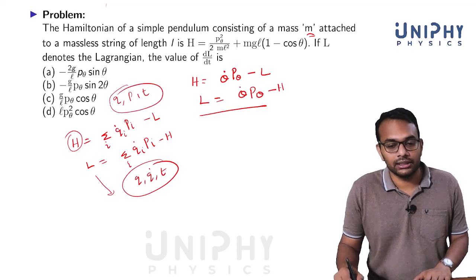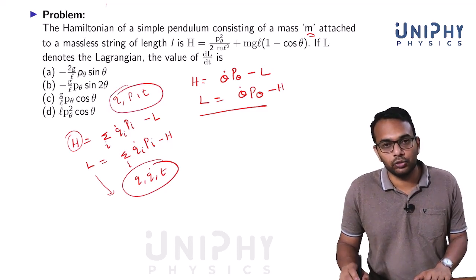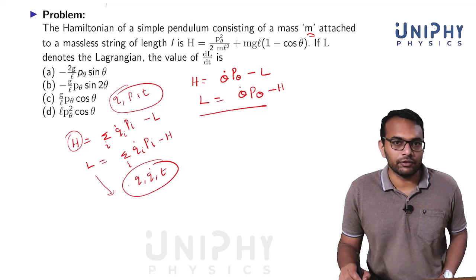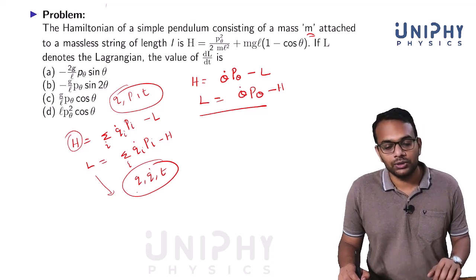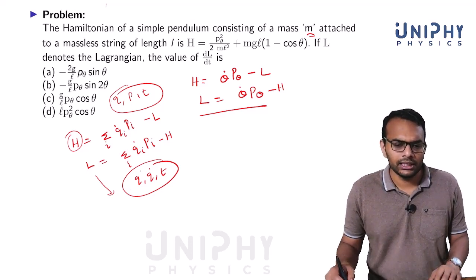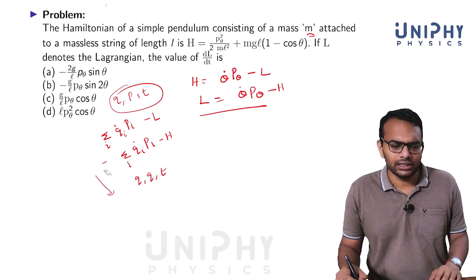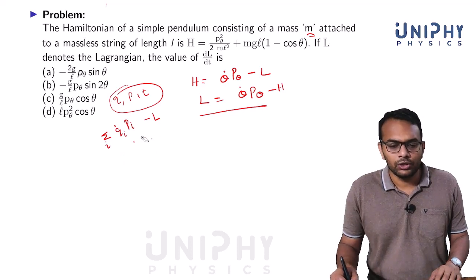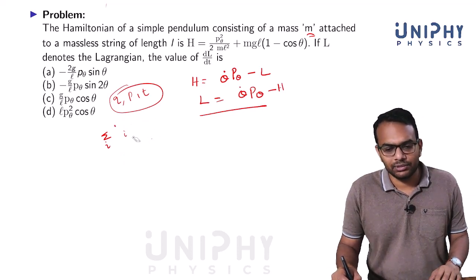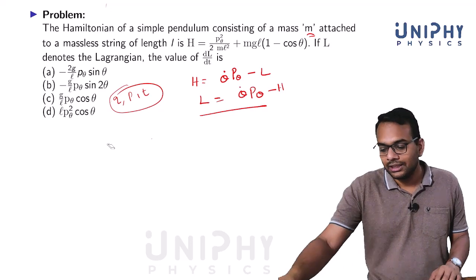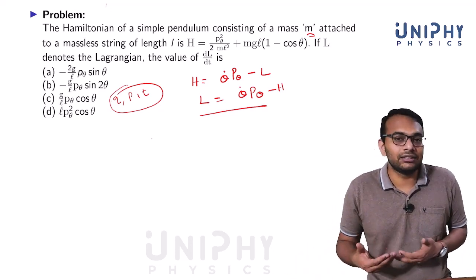So here in the Hamiltonian, the functional dependence is q, p, t, whereas in the Lagrangian, the functional dependence is q, q dot, t. But in this problem, in a competitive examination where you have multiple choice questions, it's always a good practice to look at the options, because sometimes the options will give you a hint as to the easiest way to proceed.